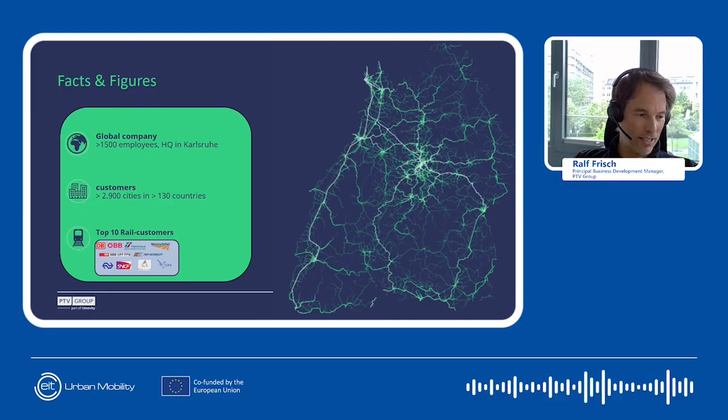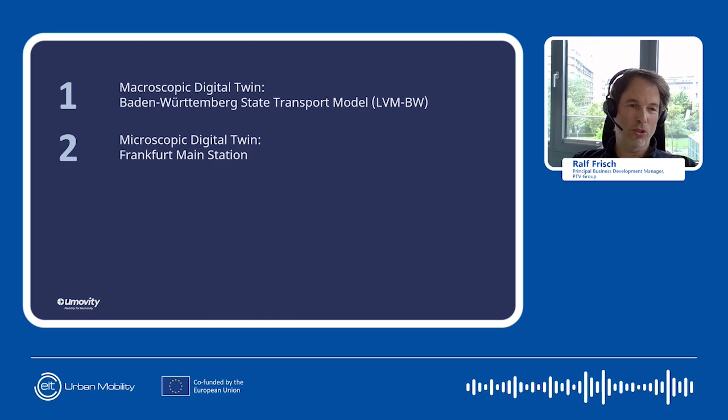And as mentioned, I want to show you two digital twins. So the first one is a macroscopic digital twin where you see traffic flows, always in a certain section or in a certain amount of transportation. So this is the Baden-Württemberg State Transportation Model, in short LFMBW. And then also want to show you a microscopic digital twin. So you see the movement of every individual, and this is Frankfurt main station. This project is done by Deutsche Bahn, but I'm allowed to show you a few of the results.